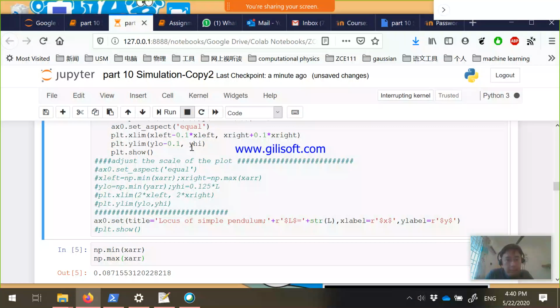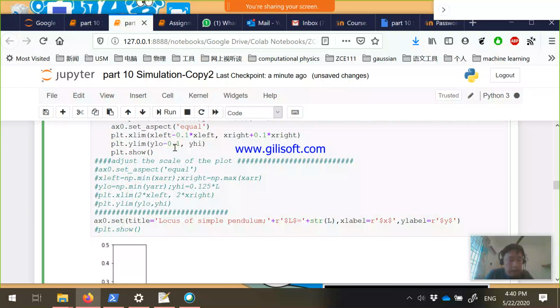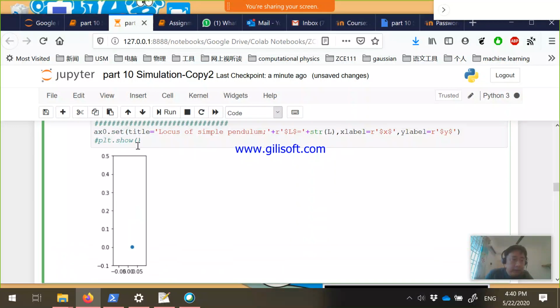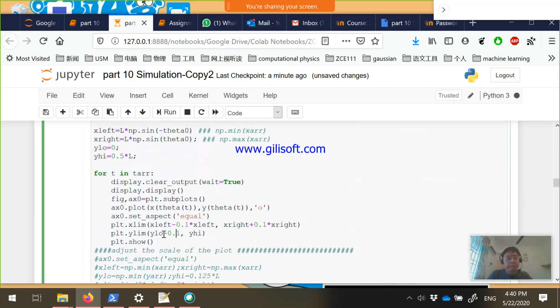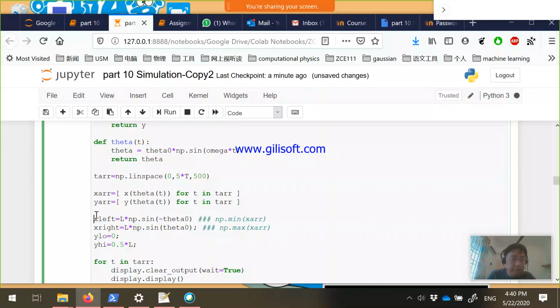Okay, so stop it and then run it over again. Now you see that this is not a height of 1 but half of L. So that allows you to zoom in a little bit. So far, what I have done is fix the left and right of x, x left and x right, and y low and y high. Changing these values would fix the size of the frame where you display the simulation. You can make the size of the frame wider or smaller.